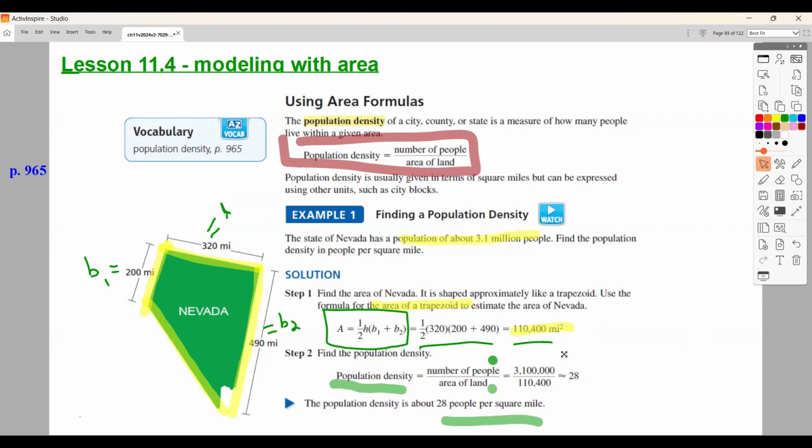If you've ever been to Nevada, there's lots of deserts, lots of terrain that's not populated as much, and that's probably why it's such a low number.